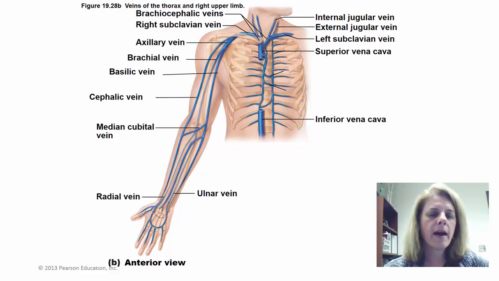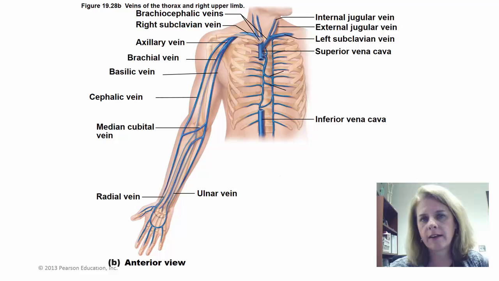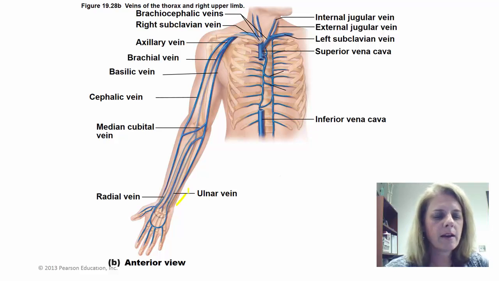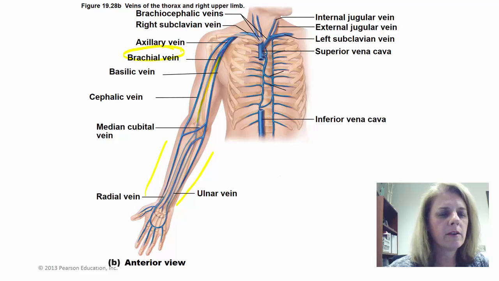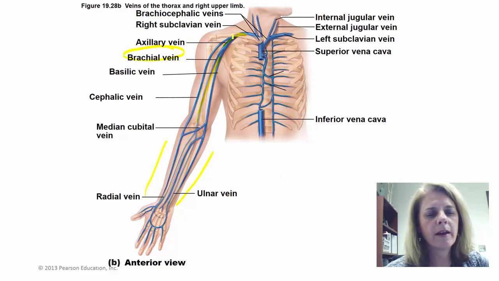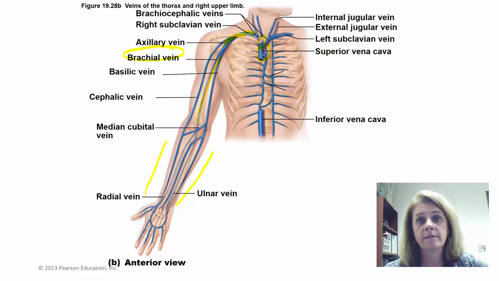All right, blood's going to come back the same way. It's exactly the same left and right. So the venous side on left and right is the same. Blood's going to come back through the ulnar vein or the radial vein. It's going to come back through the brachial vein. The brachial vein will become the axillary vein. It will then become the subclavian vein, and then into the brachiocephalic vein, and then the superior vena cava.